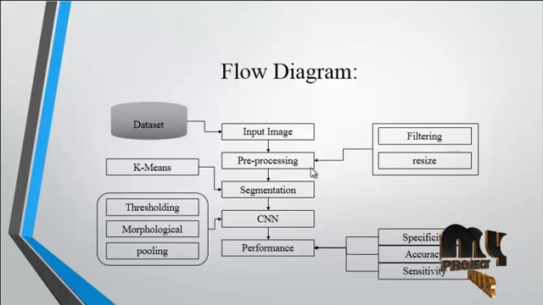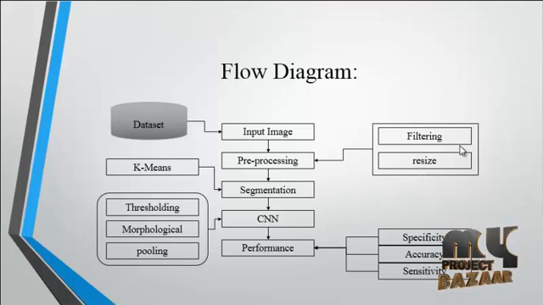In this flow diagram, at first the step 1 is the input image. The input image is taken from the dataset. The dataset is the folder which consists of several images. After getting any one image from the input dataset, the selected image will undergo the pre-processing step. In this pre-processing module, we have two steps. First one is the noise filtering, then the second one is the image resize.